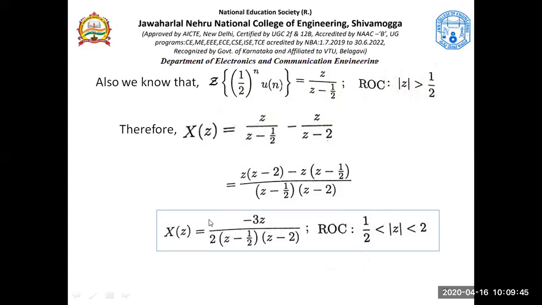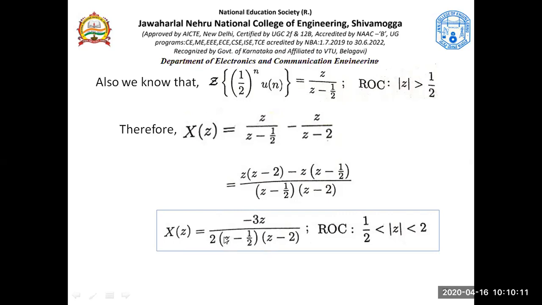And where will we have our zeros and poles? We have a pole at z equal to half, and we have another pole at z equal to 2. So 2 poles we have, so that needs to be marked. And we have a 0 at z equal to 0. If this z is substituted as 0, x of z would be 0. So there is just 1 zero, but we have 2 poles.